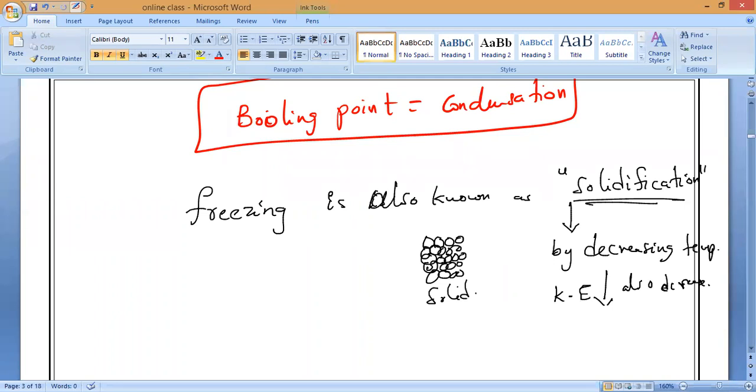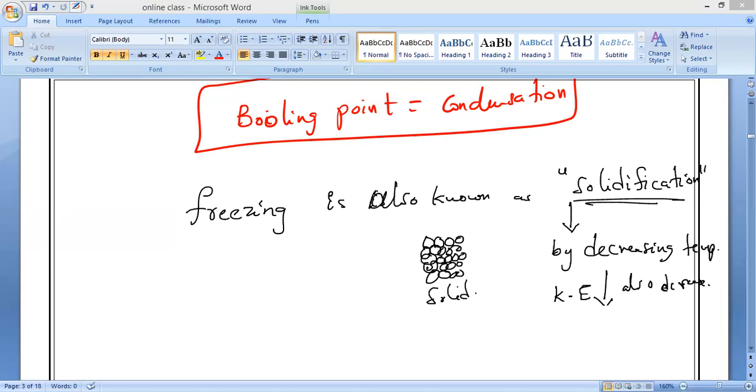So please note it down, this is what you mean by freezing. I'll say the definition, you can write it. Freezing: the process of changing a liquid into a solid by cooling is called freezing. Is it okay, guys? Yes, sir. That is what you have to remember.